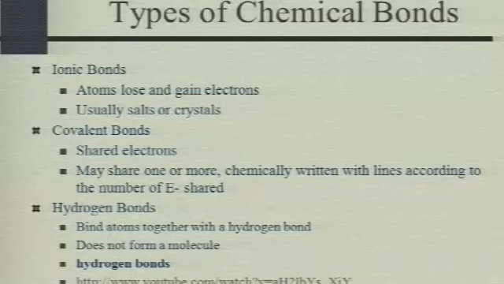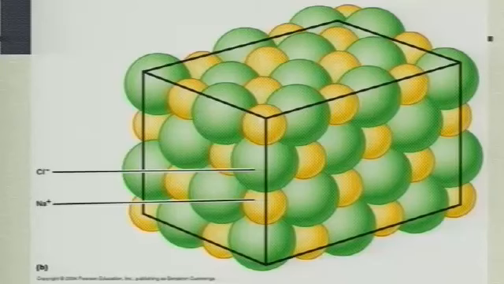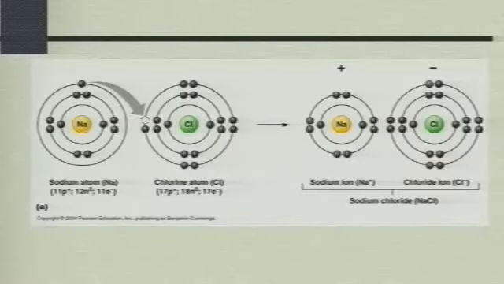Okay, so types of chemical bonds. So ionic, covalent, and hydrogen. Here we can see those sodium and chlorine atoms and how, because they have transferred that electron, they are attracted to each other because of their opposite charges. There's another visual of that.